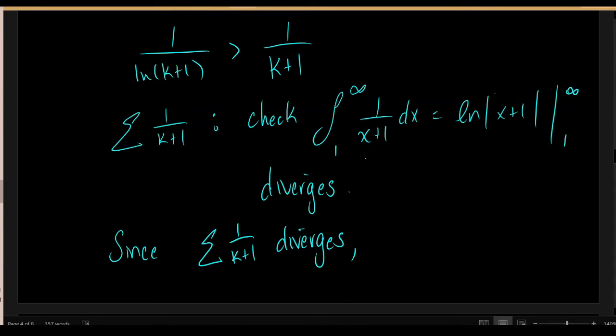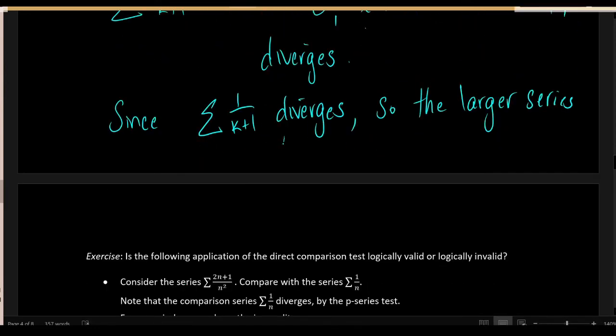Because that series diverges, it's going to cause any larger series to diverge as well. It's going to push up any larger series so that it's also going up toward positive infinity. It's going to push it up from below. So the larger series, the one that we have, 1 over the natural log, must diverge as well.